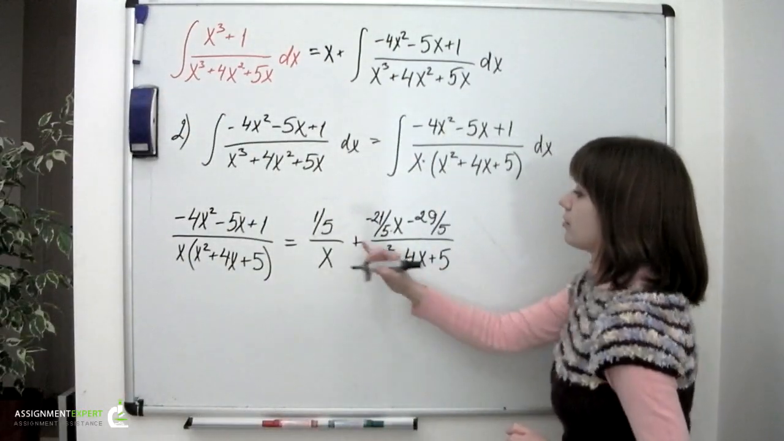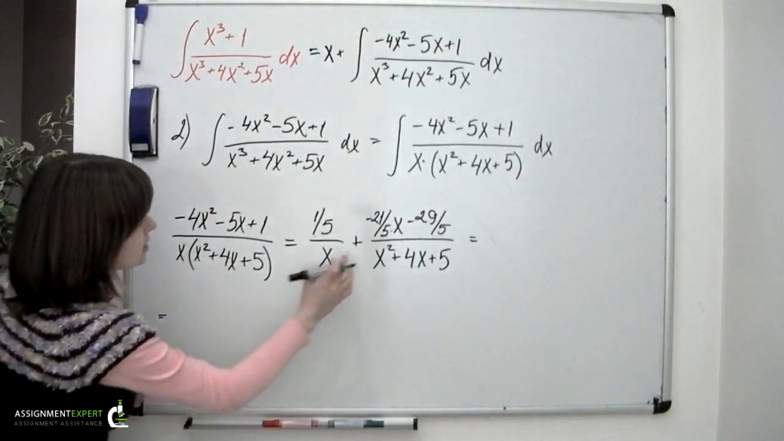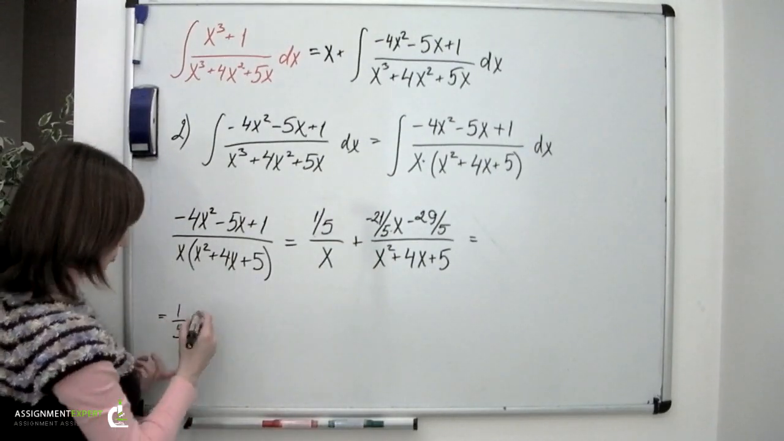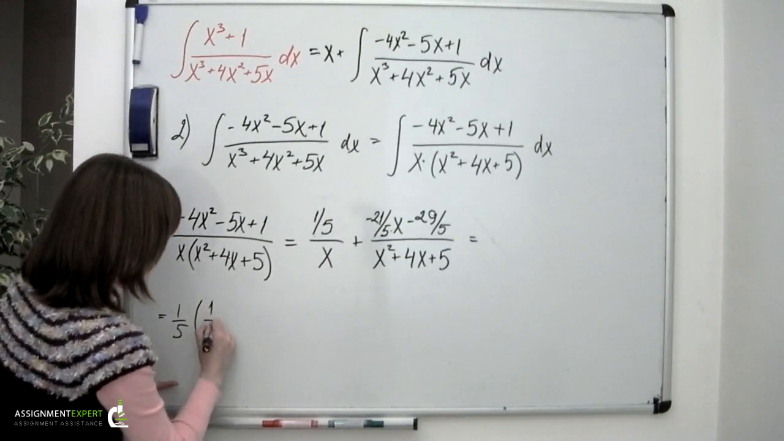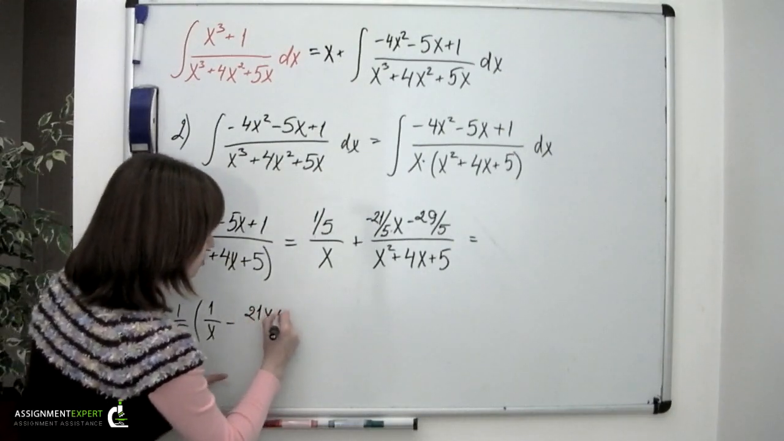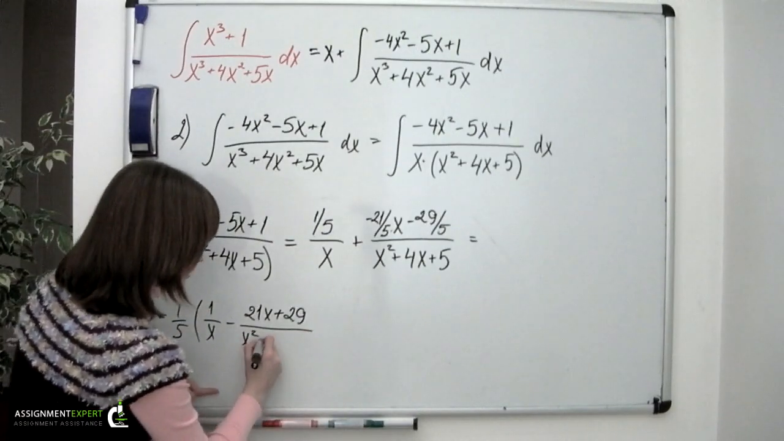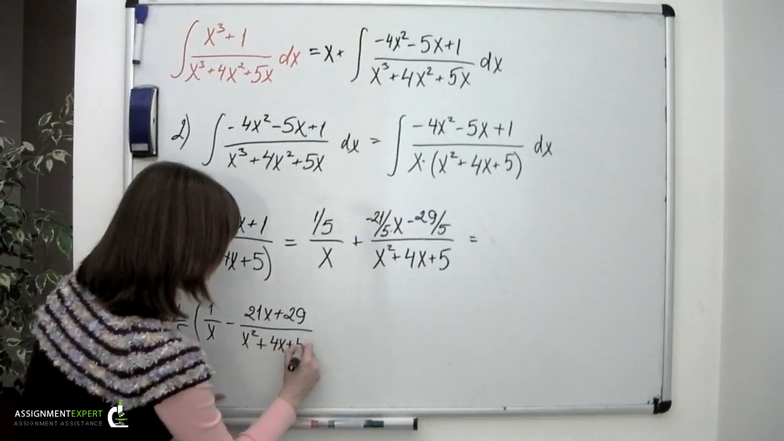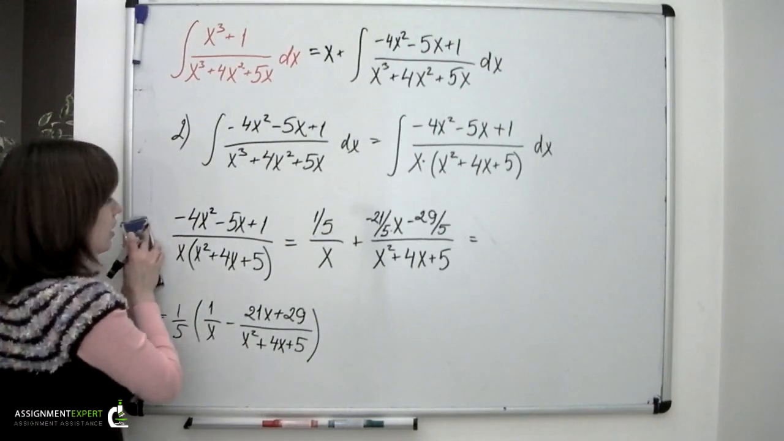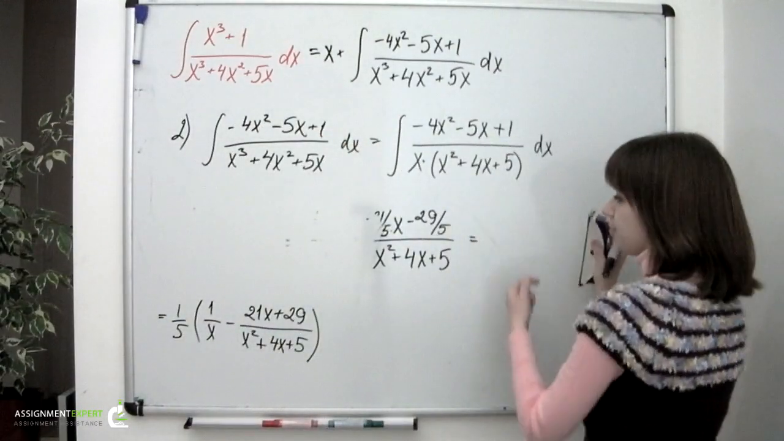Or if we factor out 1/5 and put the minus sign in front of the second fraction, we'll have 1/5 times 1 over x minus (21x plus 29) over (x squared plus 4x plus 5). Now let's substitute this newly obtained expression into this integral.